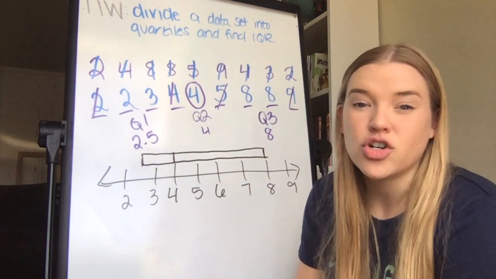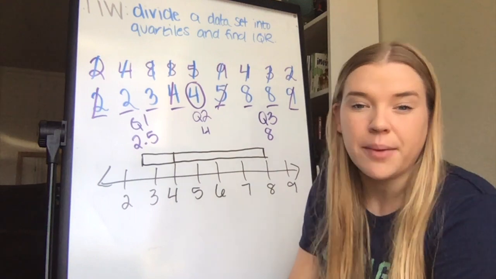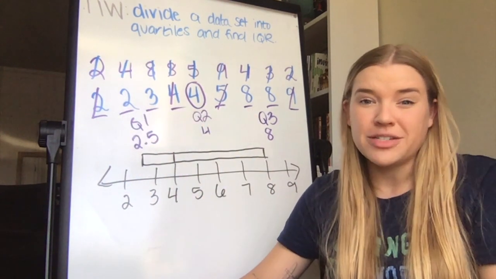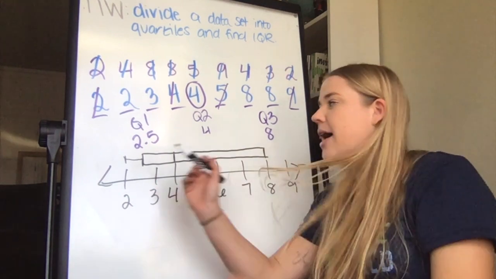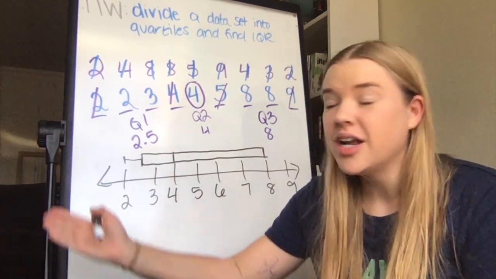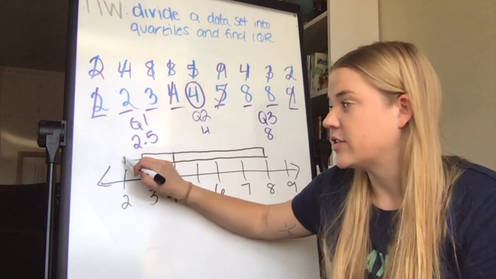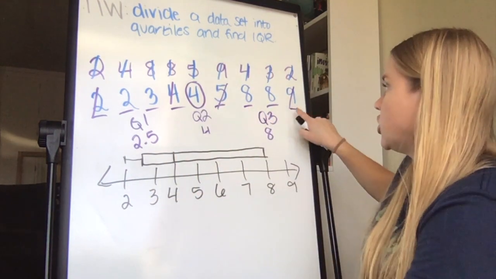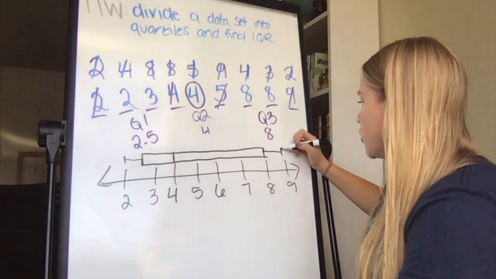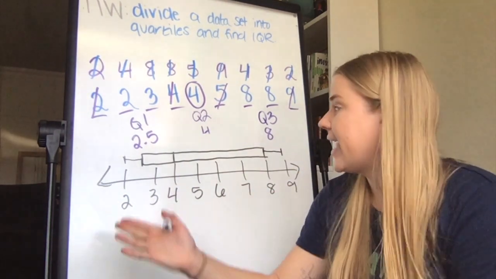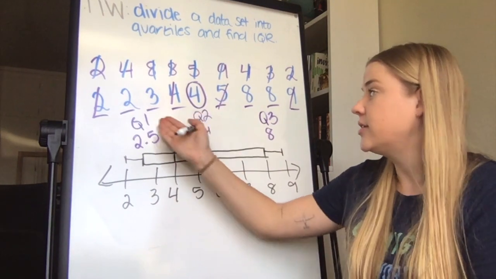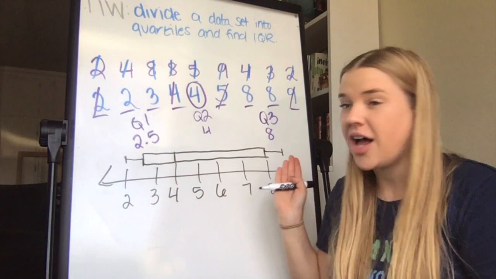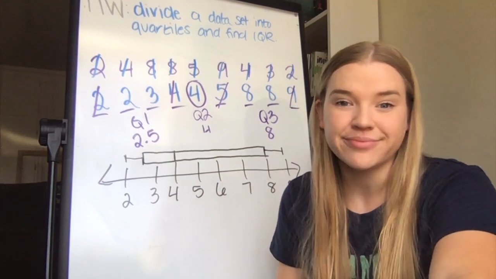And now I have to create my whiskers because it's a box and whisker plot. Remember, my left whisker connects to my smallest number. I already put these numbers in order from least. Sorry, my computer just kind of froze there, but my left whisker connects to my smallest number, which is 2. So my left whisker is going to go to 2, and then my right whisker connects to my largest number in our data set, which is 9. So this whisker is just going to go to 9. And now I have my quartiles, quartile 1, quartile 2, quartile 3. I have my box plot, and I already found my interquartile range.